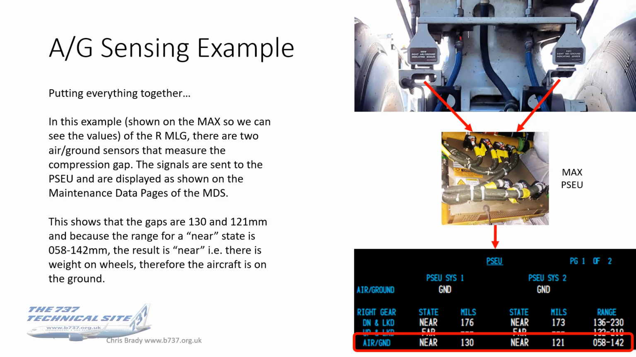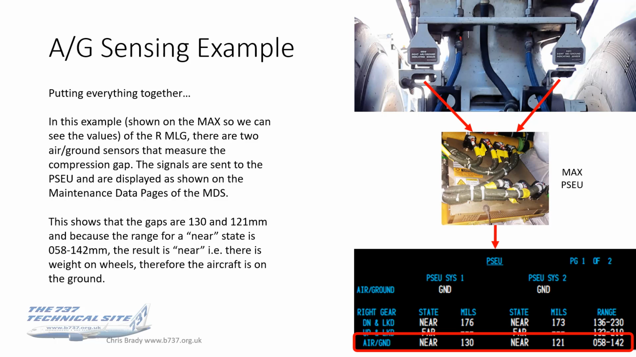This example's on the right main landing gear. There are two air-ground sensors that measure the compression gap. Notice, and I think you can just about see it on this photo, that those sensors are not actually closed, that there is a gap there. Even though you've got the full weight of the aircraft on the wheels, they don't close. They don't need to, because it's not a switch, and it's better if they don't, because they're sensors.